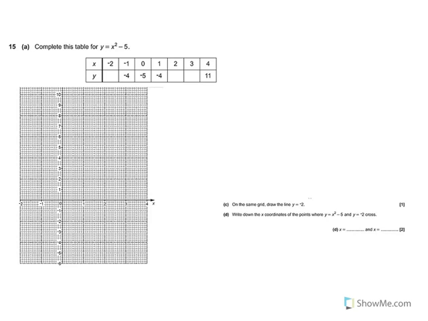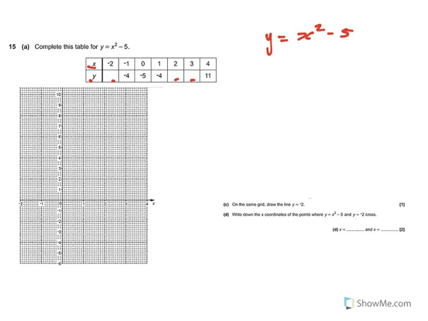Question 15a. Complete this table for y equals x squared minus 5. So what we have on the table is a load of values for x, a load of values for y. Some of the y ones are missing, so we need to find those. How do we find them? Well, we use the equation given, the quadratic equation, and we substitute in values.